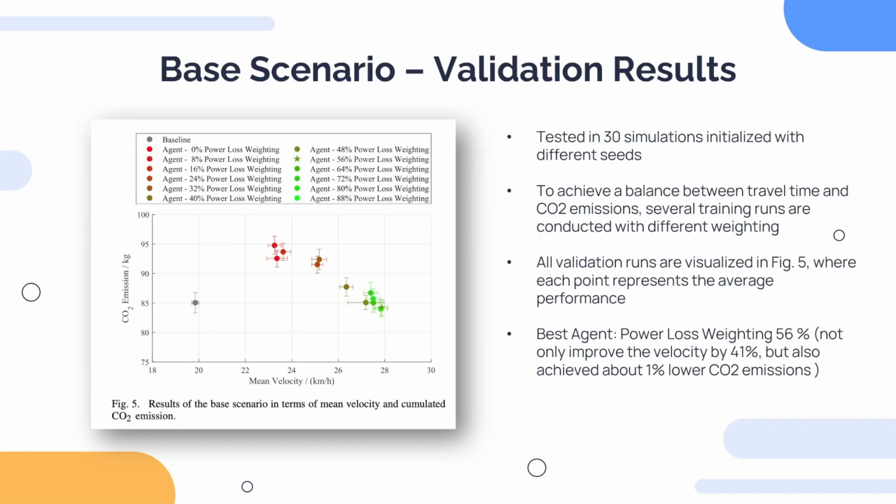For the validation results, the model is tested in 30 simulations initialized with different seeds. To achieve a balance between the travel time and CO2 emissions, several training runs are conducted by the author with different weighting between rewarding a high average velocity and penalizing power loss, as shown in the figure on the left. Each point represents the performance average over 30 validation episodes, and the best agent is the one with the green star, with power loss weighting of 56%.